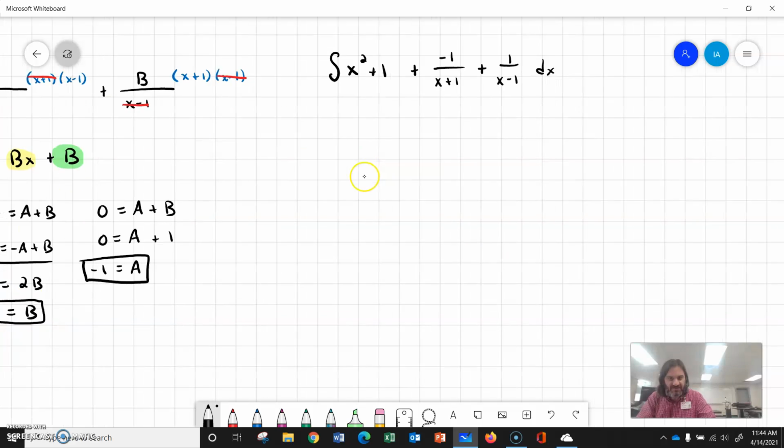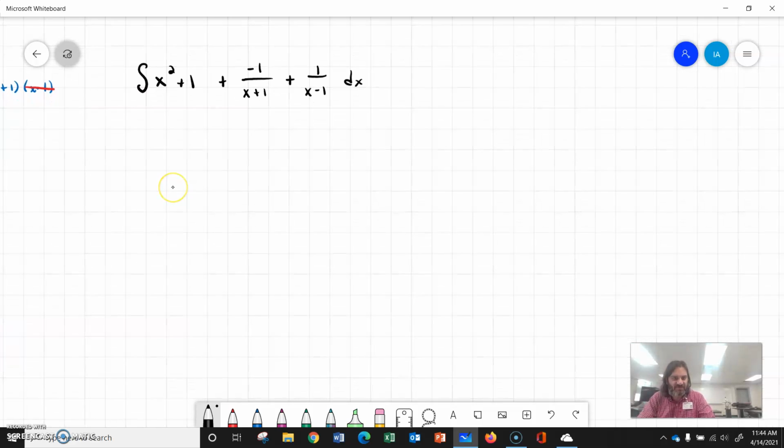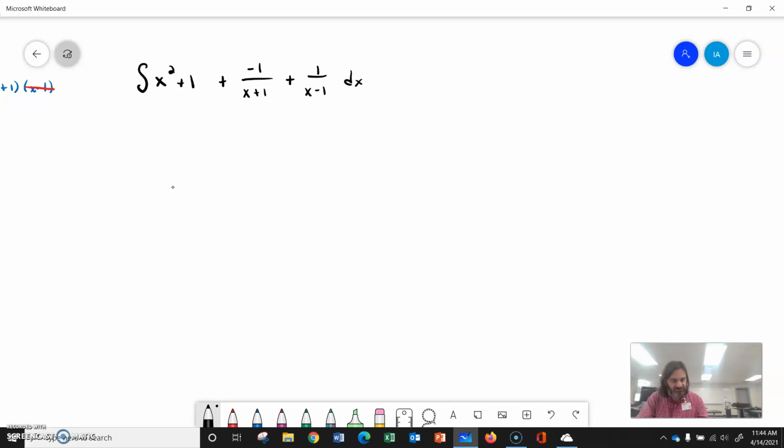This is a really nice one. Sorry it's not bigger right now. Maybe I'll write it bigger just for fun. Let's see here. Write it really big. So x squared plus 1 plus negative 1 over x plus 1 plus 1 over x minus 1. So don't go crazy when something shows up easy. So integrate x squared, that is 1/3 x cubed. Integrate 1, that is x.